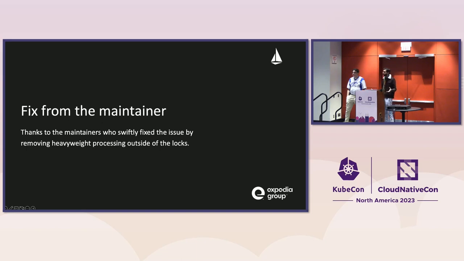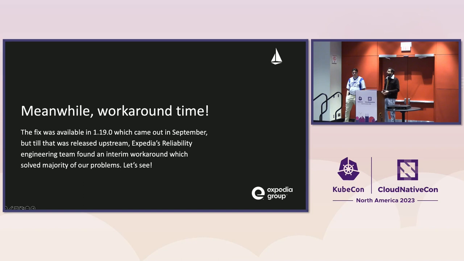When we shared all those metrics, logs, and the IstioD CPU profiles, the maintainers were very swift to acknowledge the issue, and very swift to fix it from the root cause. They moved some heavyweight processing that was happening inside the lock to outside of it so that it could optimize some things. But all this was happening in version 1.17.1 way back in May or June, I think. But the actual fix came out in September in version 1.19.0.